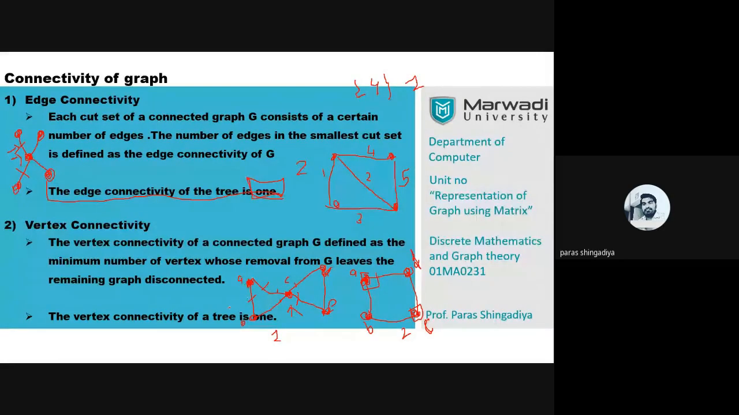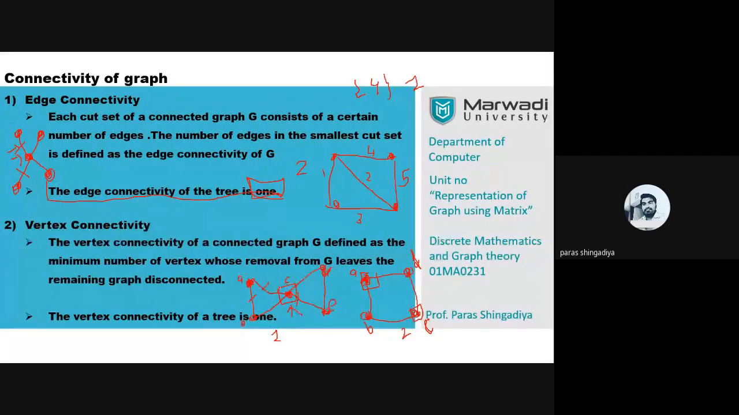A is removed from the graph. You have to delete it from the graph. What will be the remaining graph? This will be your remaining graph, and as you can check, there are no two partitions there. The graph is still connected.